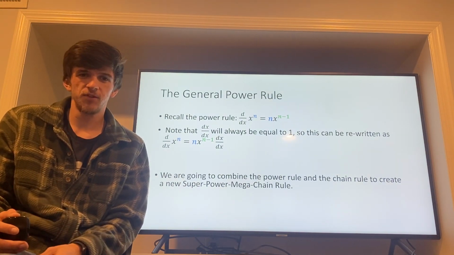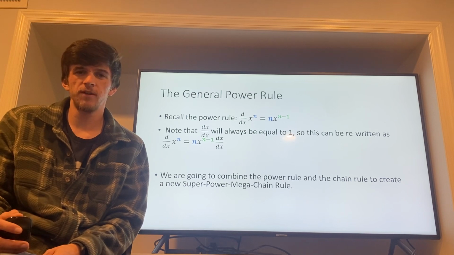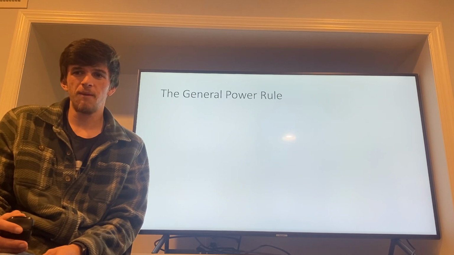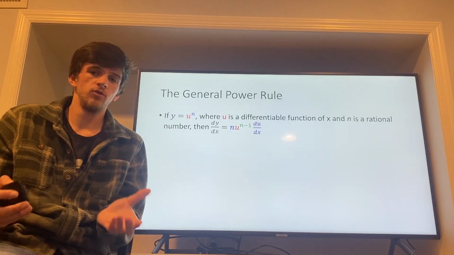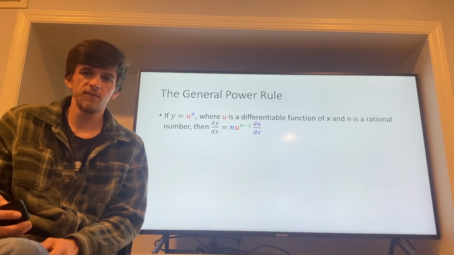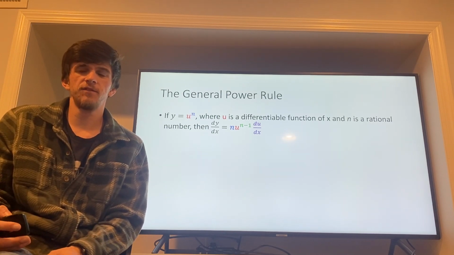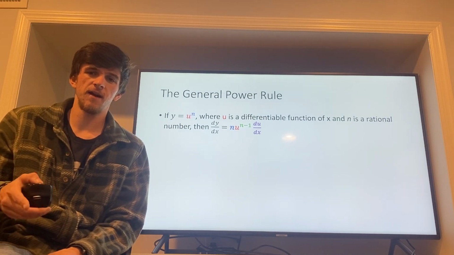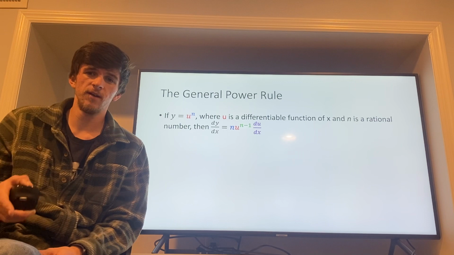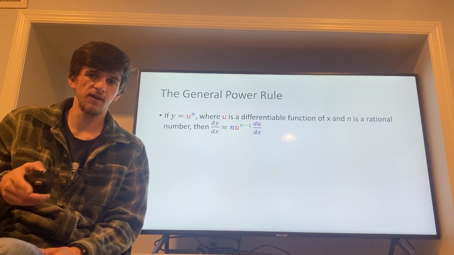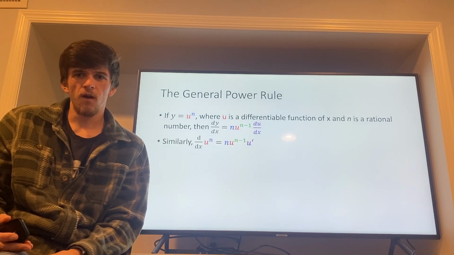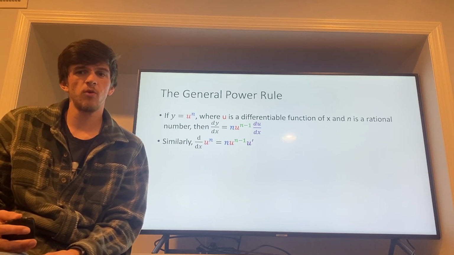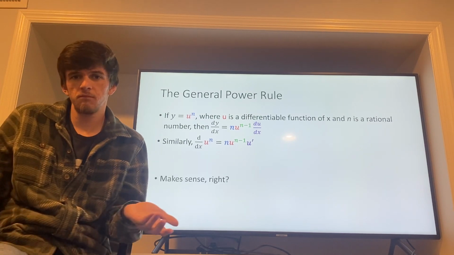Unfortunately, I was not left in charge of naming this rule, and it was already given a name. It's called the general power rule. So the general power rule states that if y equals u to the n, where u is a differentiable function of x, and n is a rational number, then the derivative of y with respect to x is going to be n times u to the power of n minus 1 times the derivative of u with respect to x. So d dx u to the n equals n u to the n minus 1 u prime. Makes sense, right?